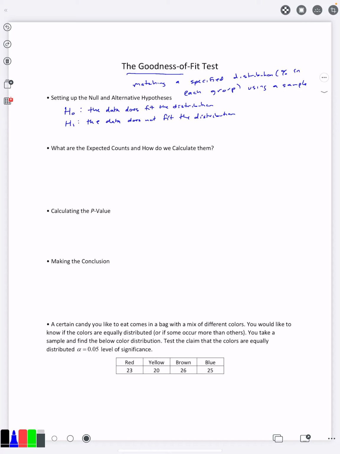Now, when we're going to do our test here, we're going to do something called chi-squared. We've seen it a couple times before.